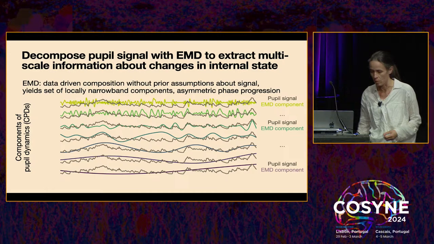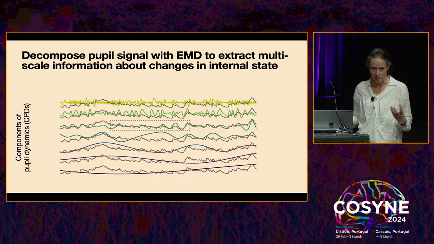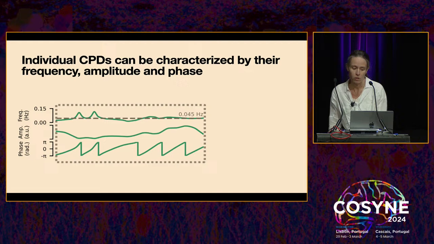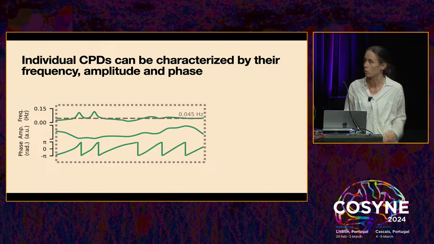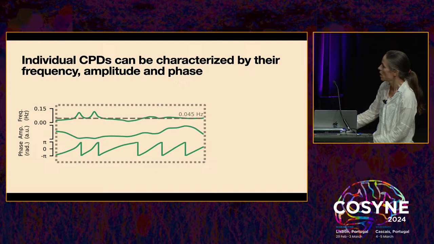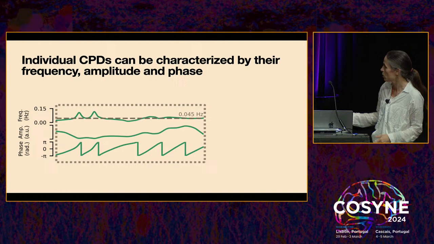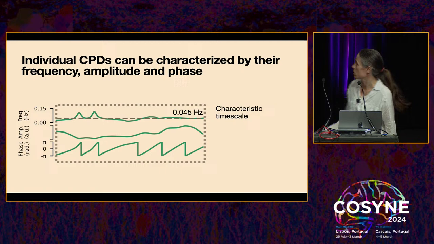And what is very beautiful about them is that they are, like I said, locally narrowband, and they are now amenable to Hilbert spectral analysis. So we can look at this piece of the signal in more detail and characterize this component of pupil dynamics by the instantaneous frequency, amplitude, and phase. What you see here is this cutout piece of the pupil signal, and you can see how it progresses across different phases with different amplitude and with different frequencies. And if we take the amplitude-weighted instantaneous frequency, we can come up with a measure that we call a characteristic timescale. It's just the amplitude-weighted frequency.